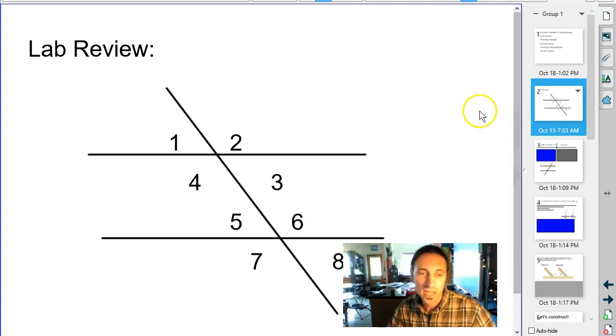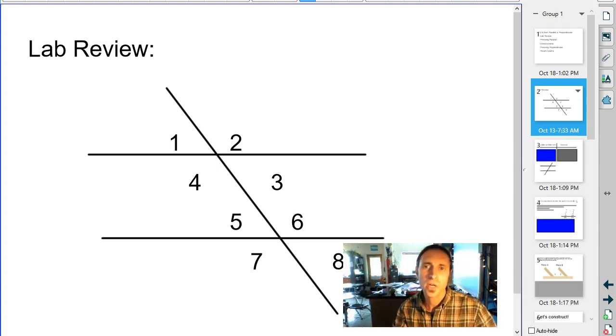So in the lab the other day, I had you set up in 8 different corner locations, right? And basically you figured out who your buddy was, and then I said, well, if these two lines are parallel, and let me get out my little marker here, and let me just ask a question.